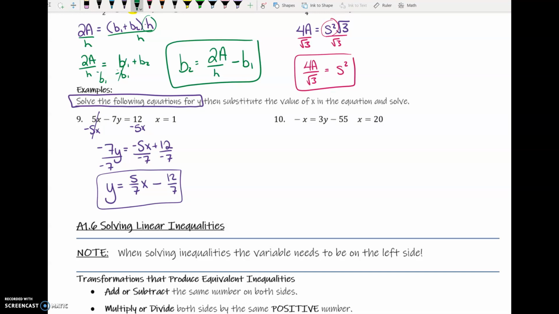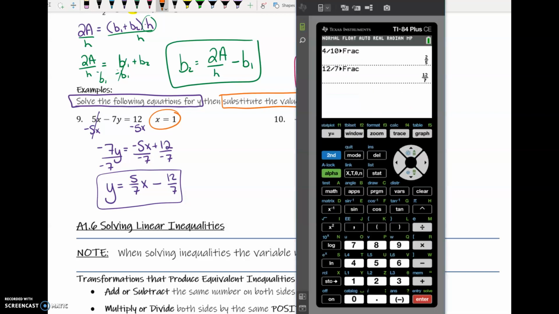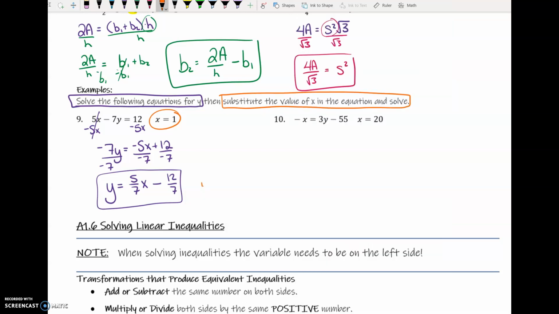Okay, I'll admit this answer is not super pretty, but then step 2 is to substitute the value of x into the equation and solve. So now we're going to plug that x equals 1 in right there. And honestly, I would do this in your calculator. So 5/7, I'm going to put parentheses 5 divided by 7 close parentheses times 1 minus parentheses 12 divided by 7. My answer is -1. So y equals -1.